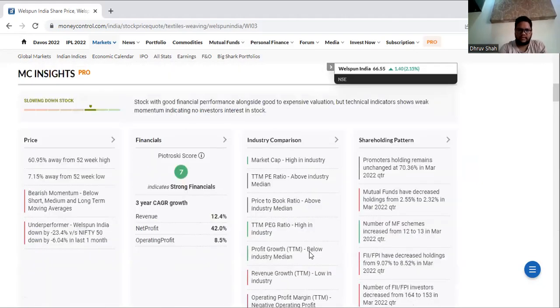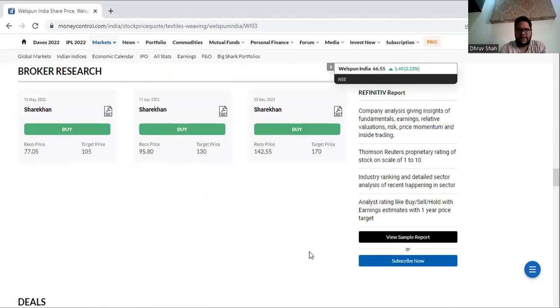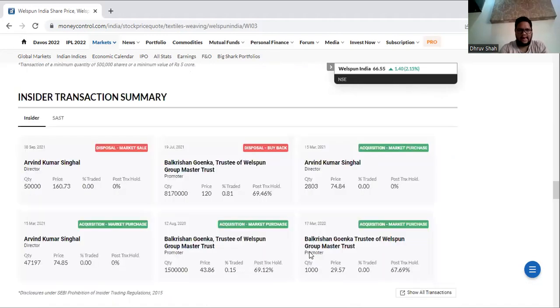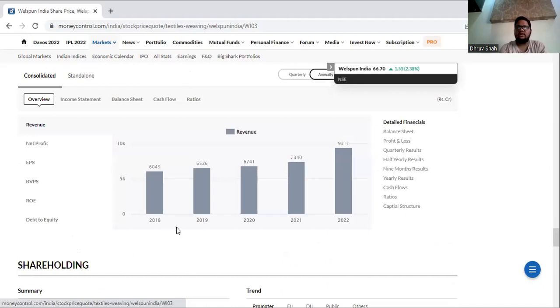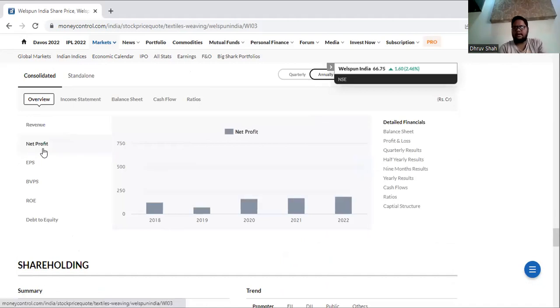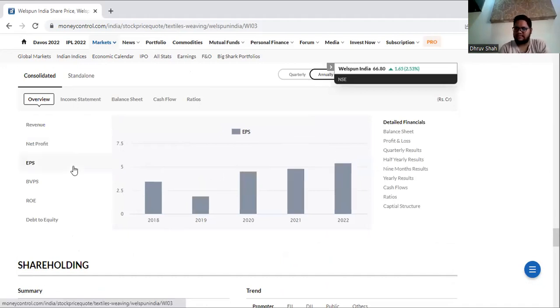So we'll directly move on with the financials. What has happened in the financials? So here comes the financials, starting with the overall overview. Starting with the revenue, 6049, 6526, 6741, 7340, 9311. Continuous increasing trend. Okay. Another one is net profit. Increase, decrease, continuous increases. Then comes EPS.